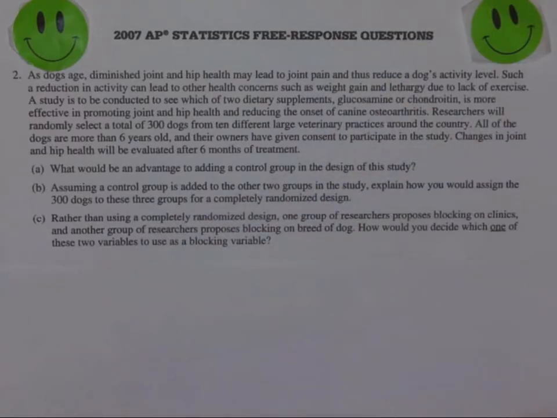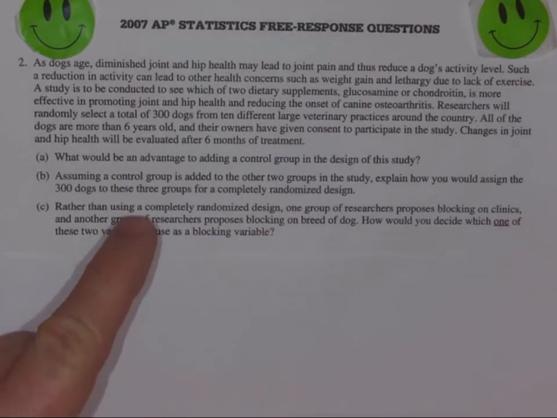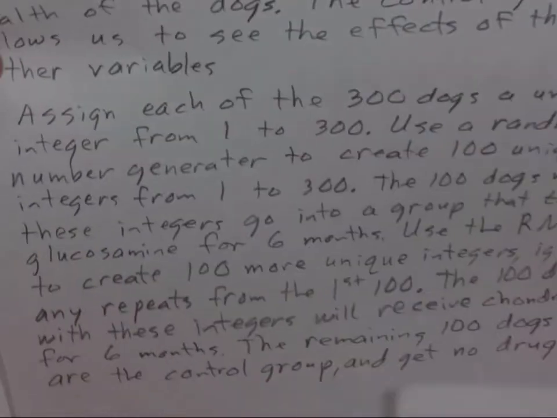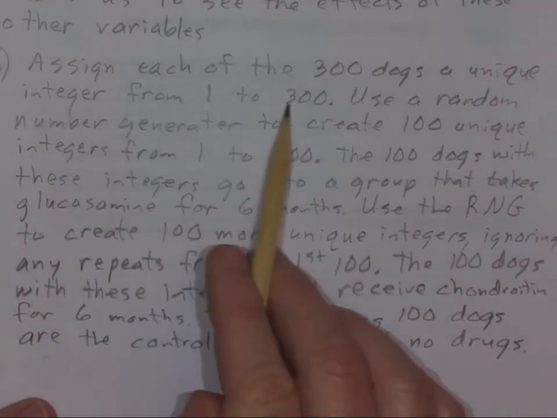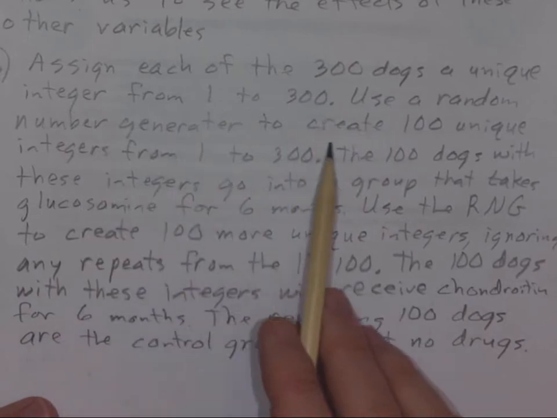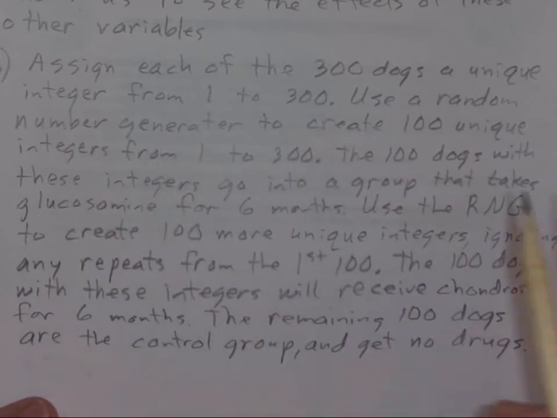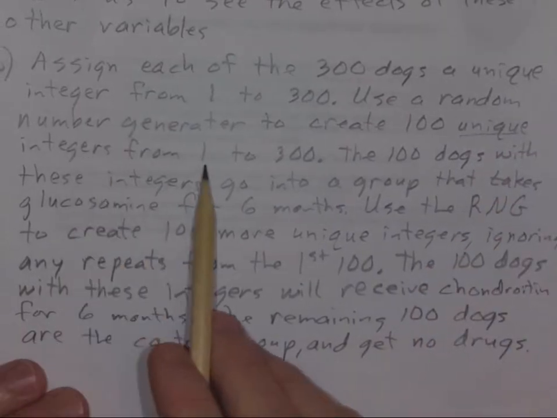And then part B, it says, how would you randomly assign the 300 dogs to the three groups? Okay, so here we go. There's kind of different ways you could do this, but here we go. So you would assign each of the 300 dogs a unique integer from 1 to 300 using a random number generator. Create 100 unique integers. You have to say unique or distinct or ignoring repeats from 1 to 300.